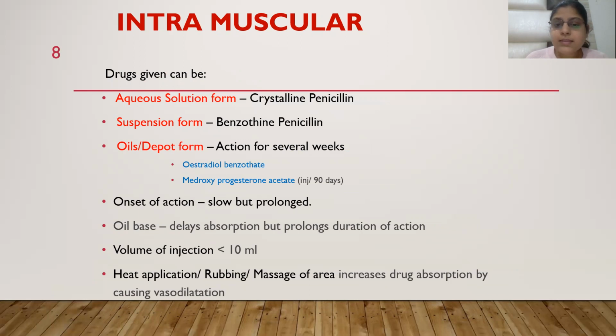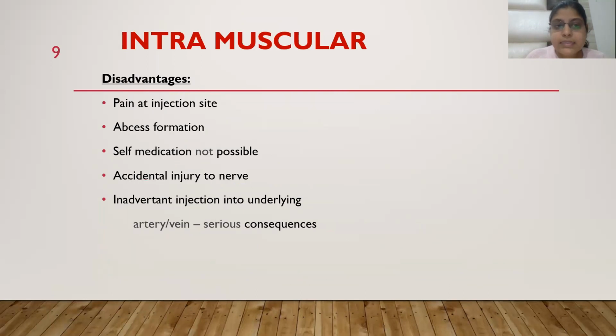A volume of less than 10 ml can be given, and by heat application, rubbing and massage of the area, absorption can be increased as they cause vasodilatation. Disadvantages are that there can be pain at the injection site, abscess formation can occur, self-medication is not possible, and accidental injury to a nerve can occur. There can be inadvertent injection into an underlying artery or vein, which can lead to serious consequences.